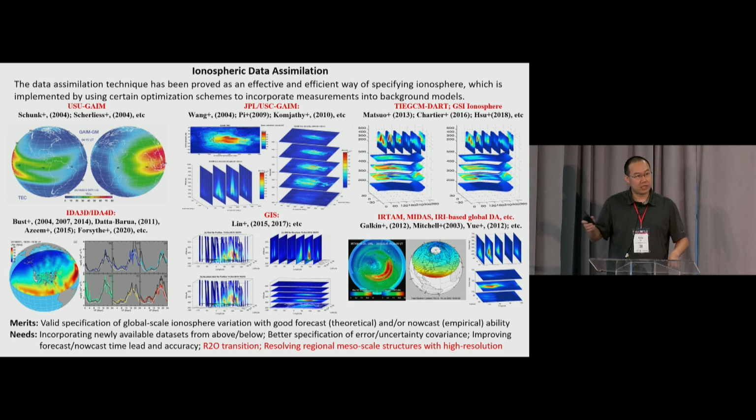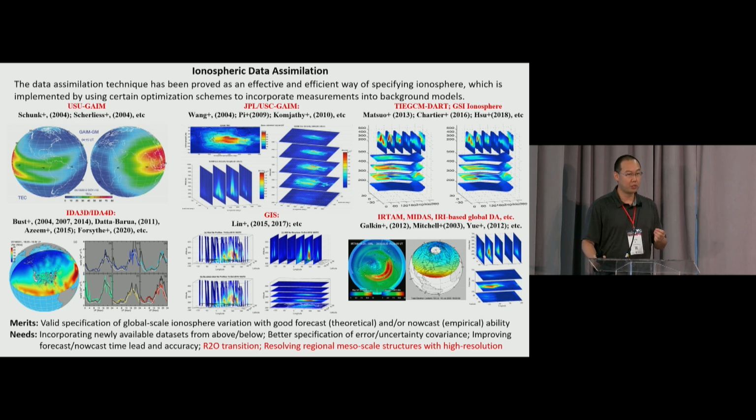As you can see, we already have a lot of great data assimilation products. Some of them use theoretical background models, such as the Global Assimilation of Ionospheric Measurements model, GAIM, developed by Utah State University. And we also have the GAIM developed by JPL and the University of Southern California.